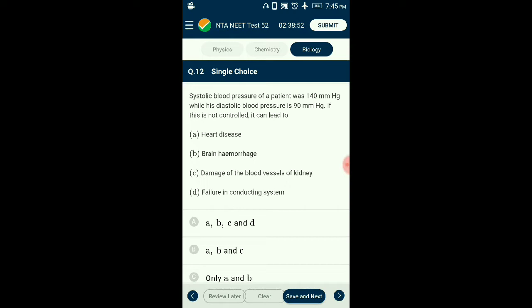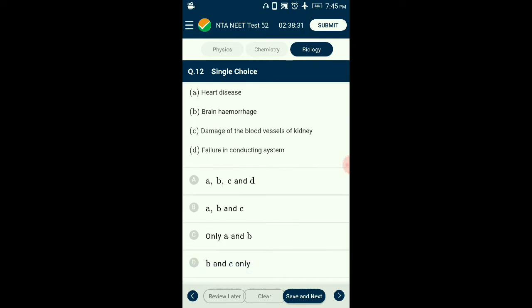Also, high pressure can lead to the rupture of delicate vessels in the brain, leading to brain hemorrhage. This continuous overwork of pumping blood with more pressure will lead to disease of the heart too. The conducting system is not dependent on the circulation, but instead dependent on the electrical circuit of the heart, which is not affected by the raised blood pressure. So the answer is option B.